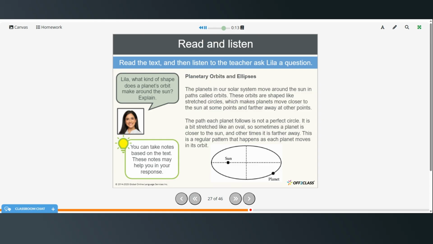Now listen to the teacher ask Leela a question. Leela, what kind of shape does a planet's orbit make around the sun? Explain.